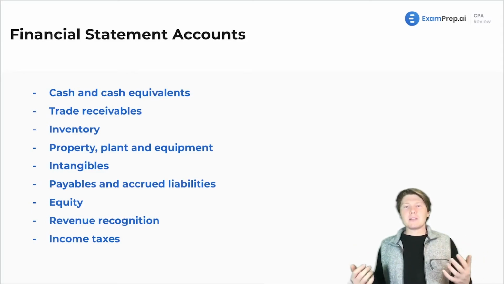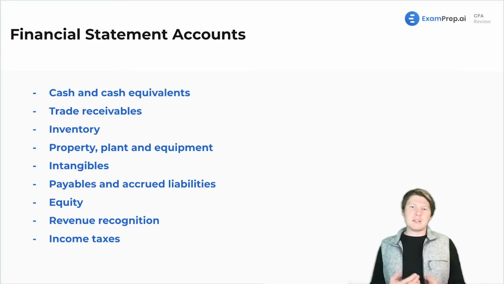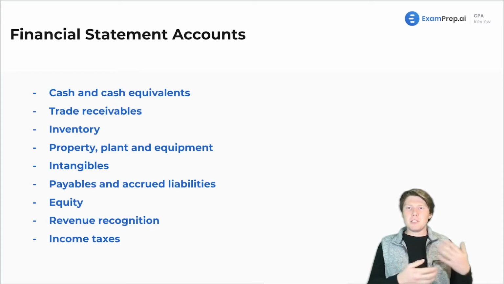Lastly, income taxes. Not the most fun section. Some of these other ones are a little more enjoyable. However, income taxes, if you've taken REG, or if you're just familiar with taxes, you've got temporary and permanent differences. For example, municipal bonds, fines, penalties, those are permanent differences because you can't recognize them on either the financial statements or the tax return, in this case, the tax return.